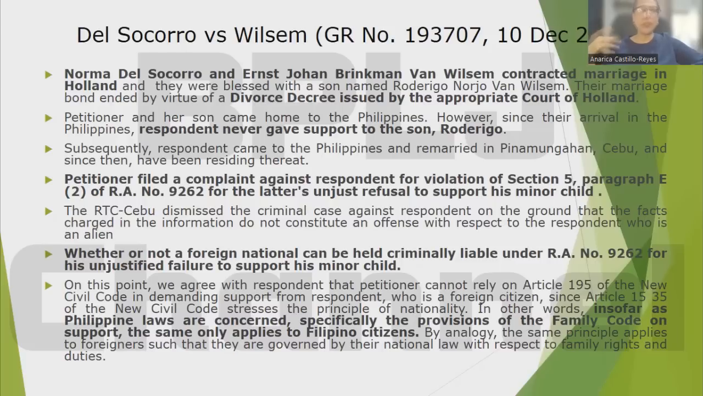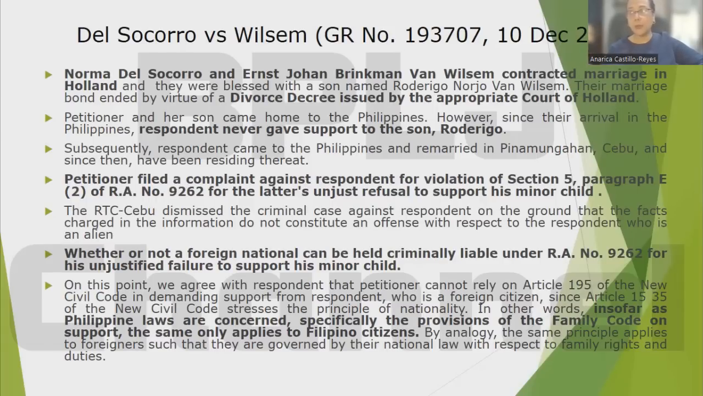So if you are a Filipino, no matter where you go, whether you are in Switzerland, Kenya, or Argentina, your national laws follow you. Okay? With respect to laws relating to family rights and duties, status, condition, and legal capacity of persons, then it follows you wherever you go.